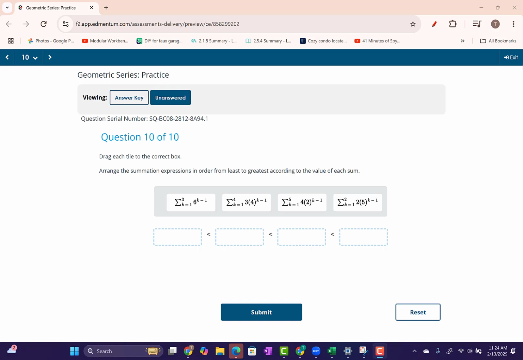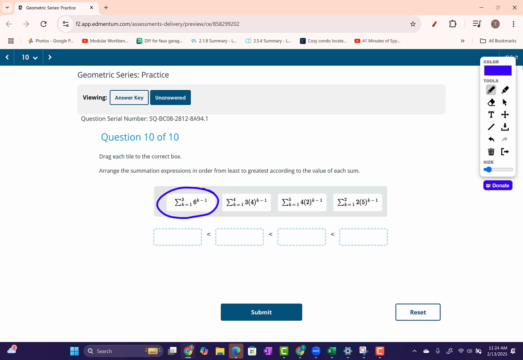All right, question 10. Arrange the summation expressions in order from least to greatest according to the value of each sum. So let's just tackle one at a time here. Let's start with this one.